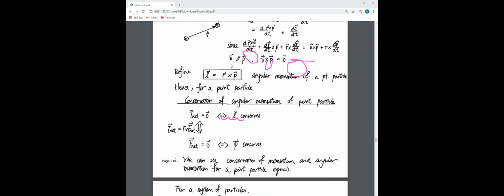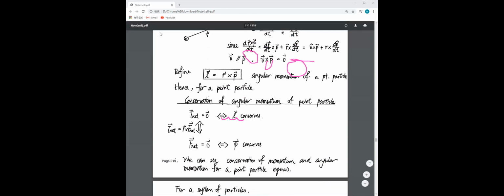Have we ever defined angular momentum? No. So you know that it is defined as R cross P. That's why you can see that in gravitational motion, if the net moment is 0, and the net moment is always 0 because the force passes through the origin or through the star, then the angular momentum is conserved. But actually for a point particle, the conservation of angular momentum is equivalent to the conservation of momentum, as follows.